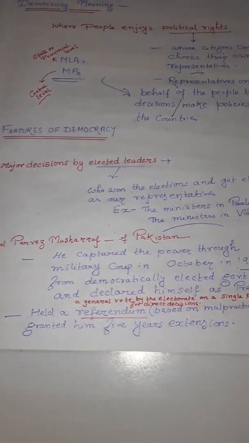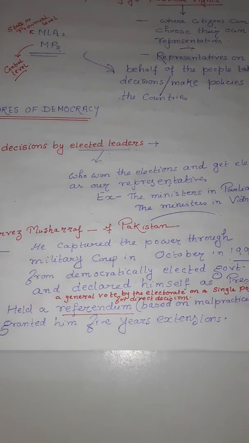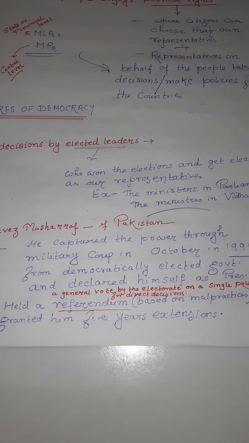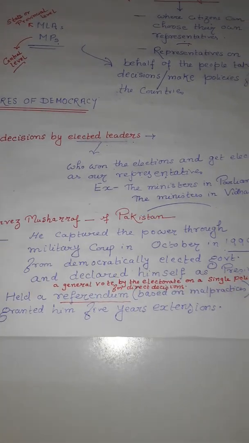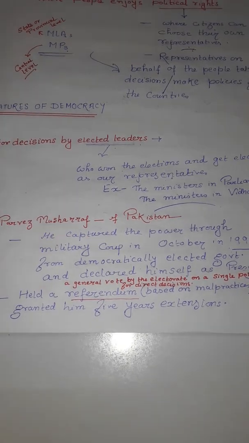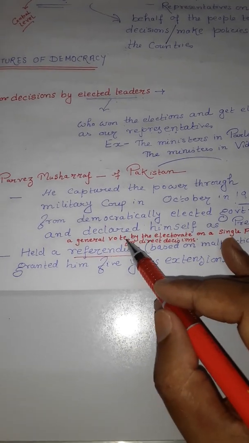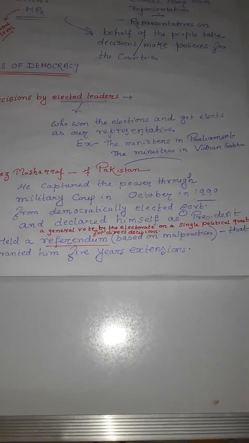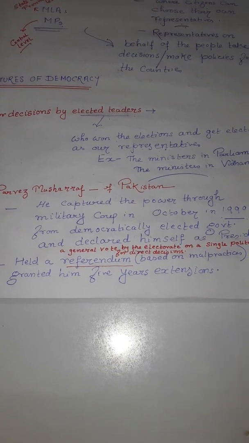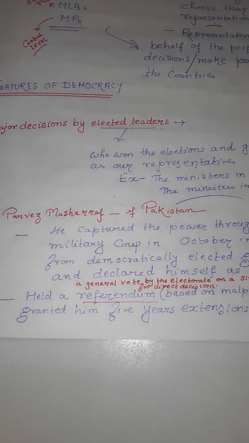Now, what he did, he captured the power through a military coup in Pakistan in October 1999, where he overthrew the democratically elected government. Okay, and he declared himself president. And after that, in order to show the entire world that people liked him, he held one referendum. Now, what is a referendum? A general vote by the voters on a single political issue. Okay, the people have to give an answer, a direct yes or no. Now in the referendum, he won, but actually the report said that he used different types of malpractices. He threatened the voters there.